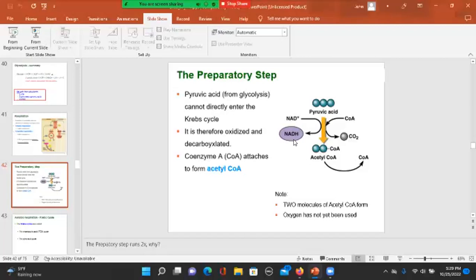Here's a question for you. How many times does the preparatory step run for each molecule of glucose? Going to take a guess? Twice, if that was your answer. I didn't quite hear that. Okay. Yes. That's because there's 2 pyruvic acids that come out of glycolysis. So the preparatory step will run twice for each molecule of glucose. And that means there will be generated 2 NADH per molecule of glucose.